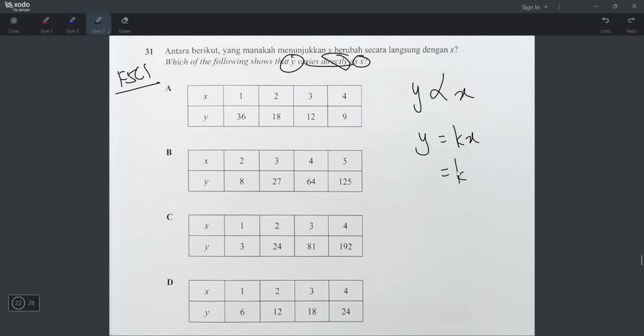Yeah, to find k from here. Okay, but how to find, sir? They never give me y over x. It's okay, I know they never give, but it's okay. Just do it like this: y over x. Yeah, just write it y over x.